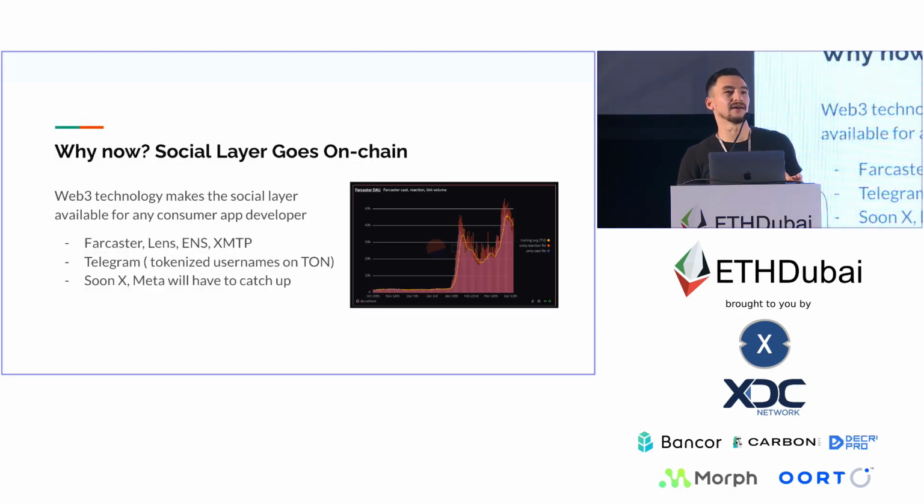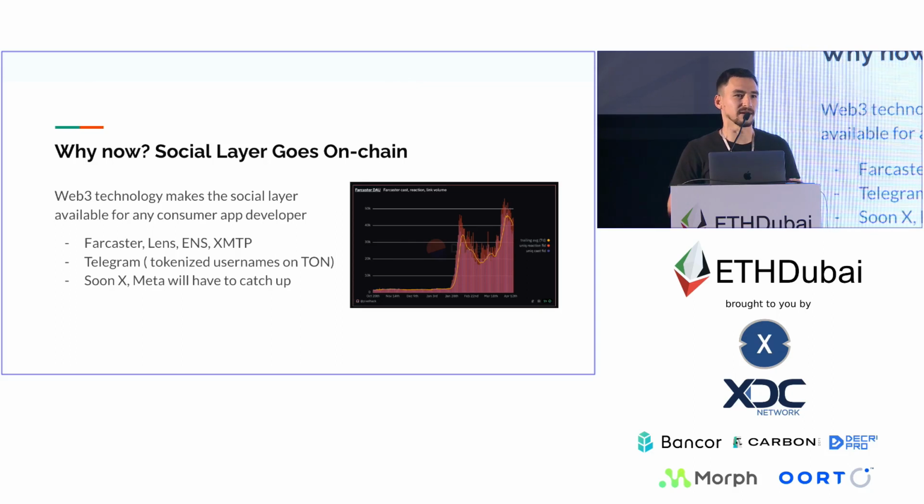So why embeddable on-chain social payments now? I think it's all because the social layer goes live. What I mean is that with each day, we have more information on-chain about the users, and we, as consumer app developers, can leverage that. One example could be the emergence of Web3 socials. Anyone heard about Farcaster, Lens? Okay, cool. Farcaster, Lens, ENS, those are all Web3 social layers, identities.